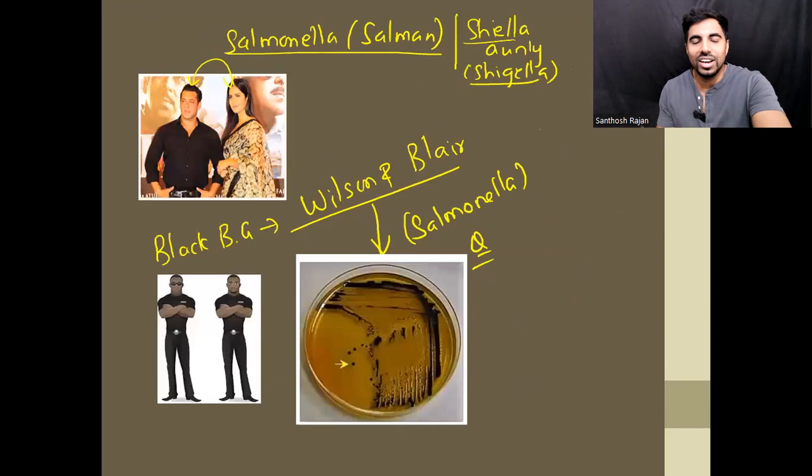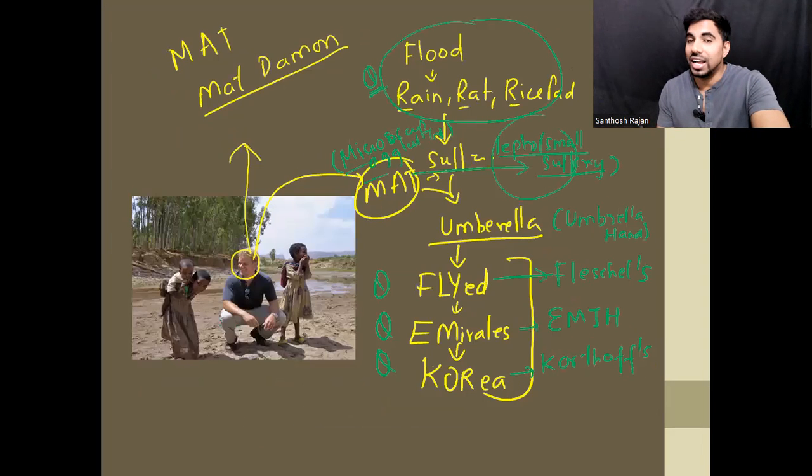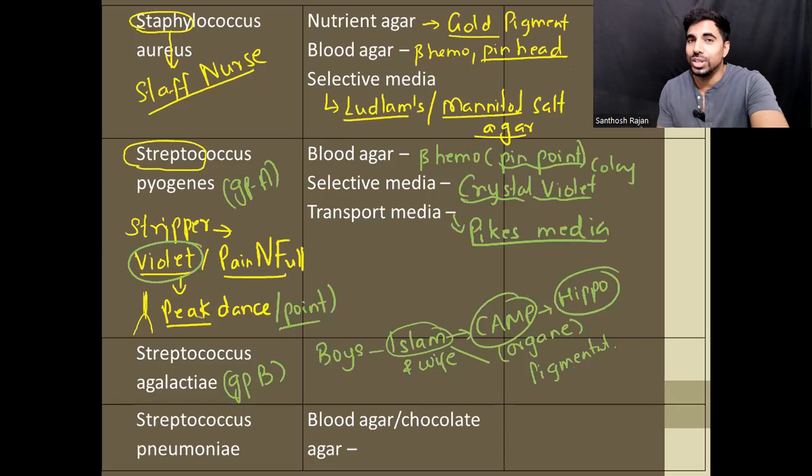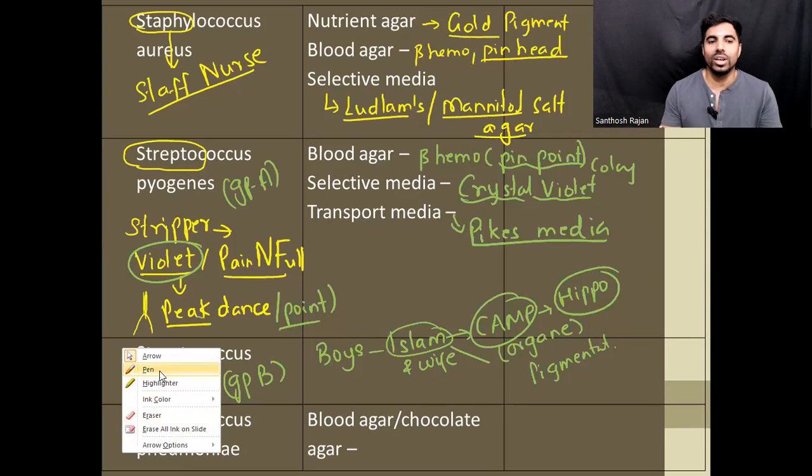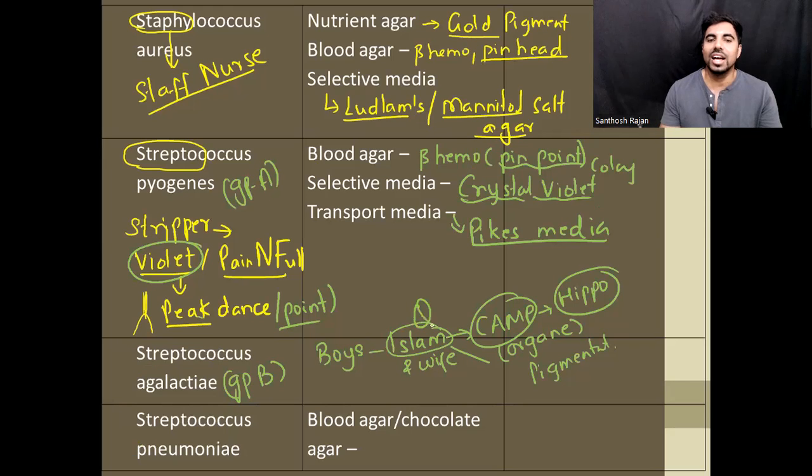In the same way here, for agalactiae, to increase the orange pigment, what do you need? Islam media. The boy's name is Islam, Islam or Aslam, you remember. Islam media is the exact media. He has to give it to his wife. Islam media, finished, okay, got it.